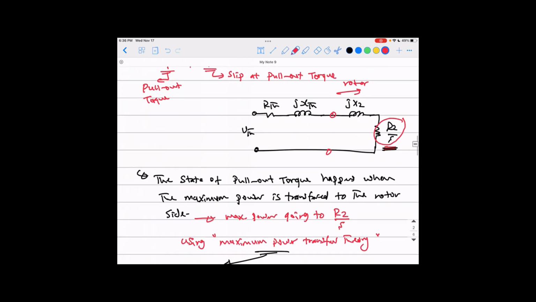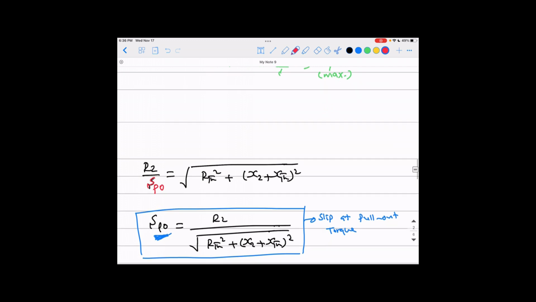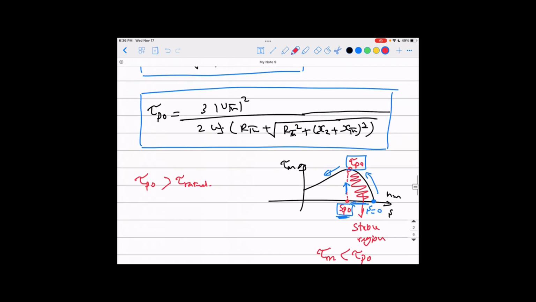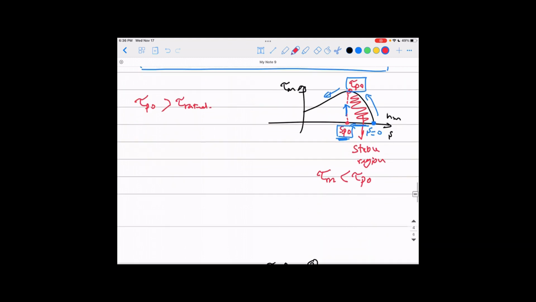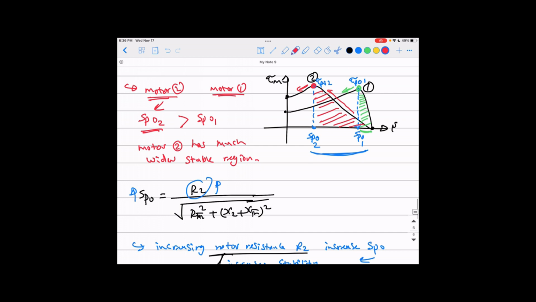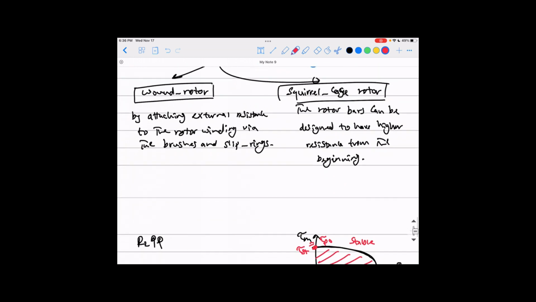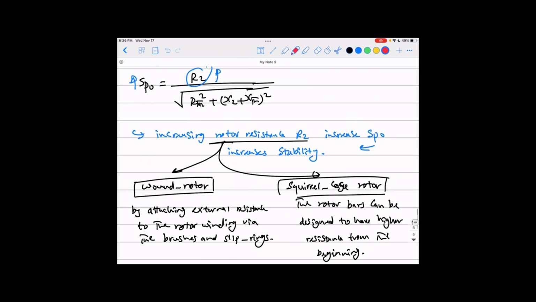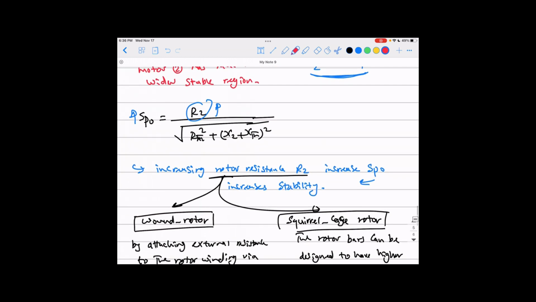And we looked at how to derive the slip at the pullout torque and the pullout torque of the machine, and how this impacts the stability of the induction motor, and how you can control the stability range by controlling the rotor resistance for both wound rotor and squirrel cage machines. Okay, guys? That's it.